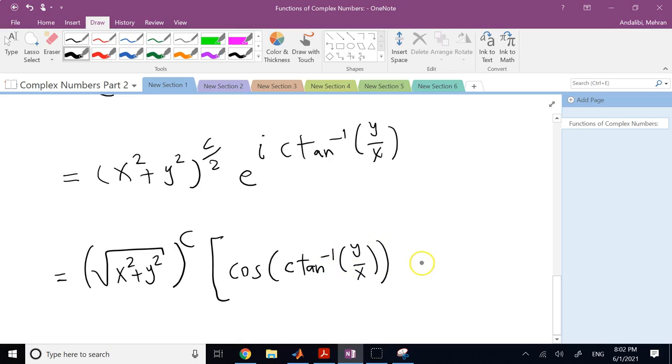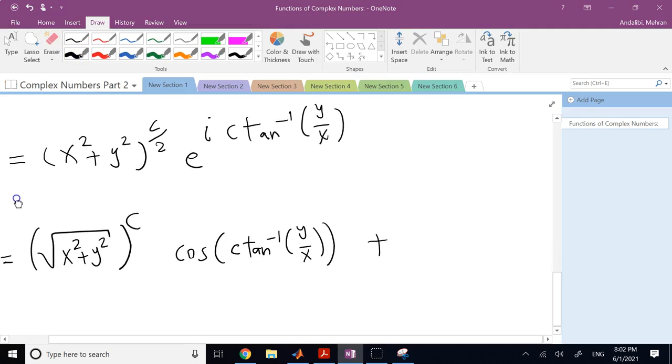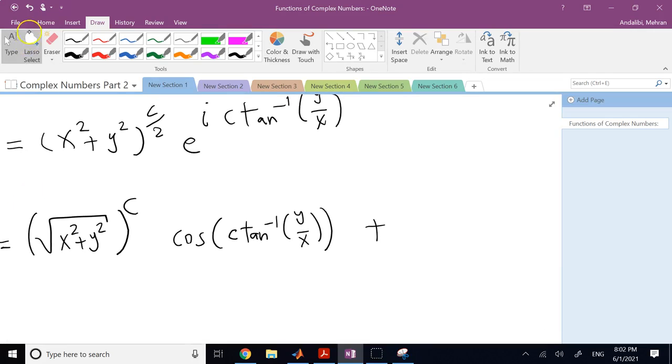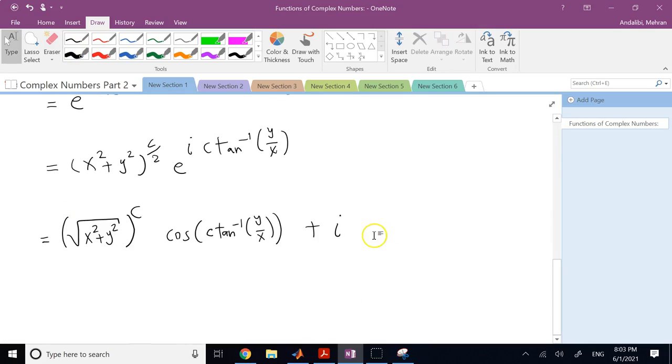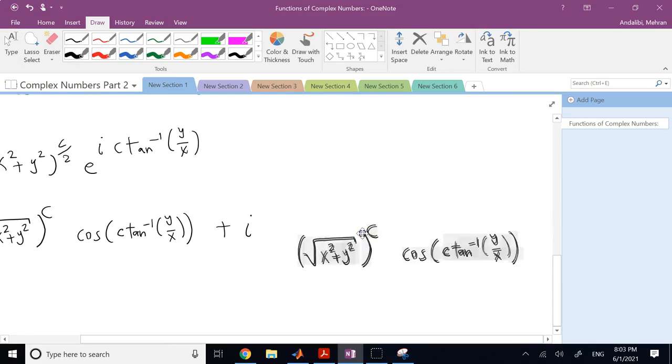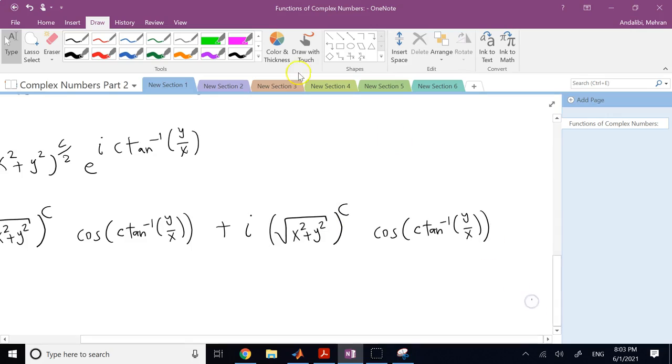Right? And then plus a similar thing here, but with i and sine. So we just copy this, then come down here, say i times, and we click here and we paste it. But this time we are going to make this guy sine.